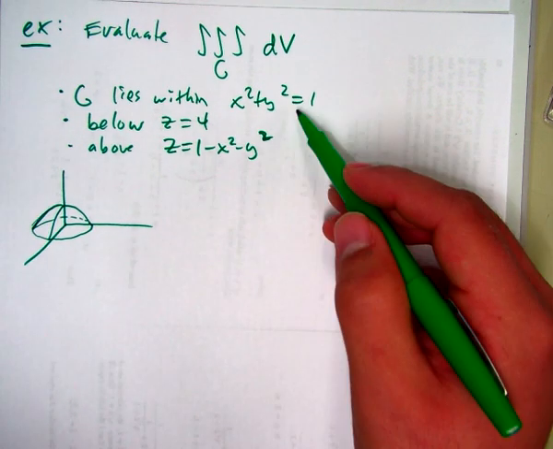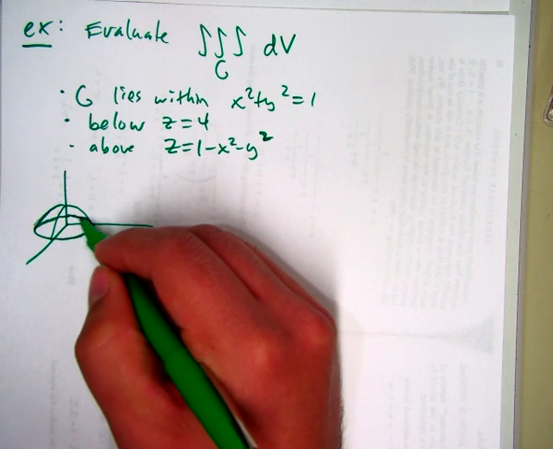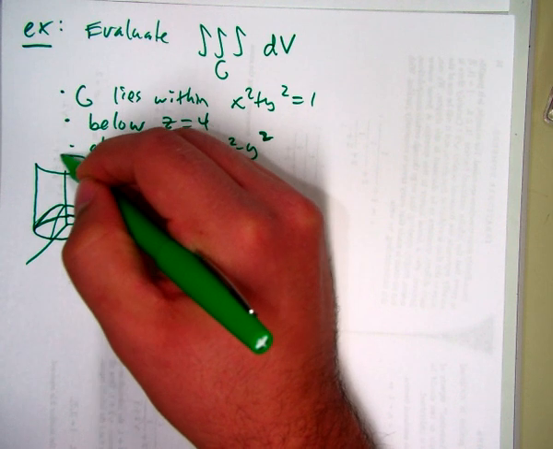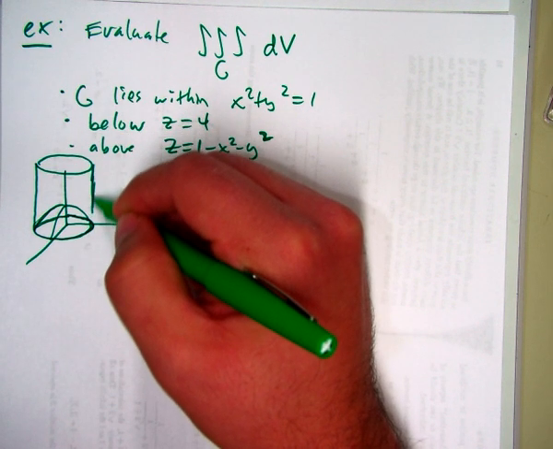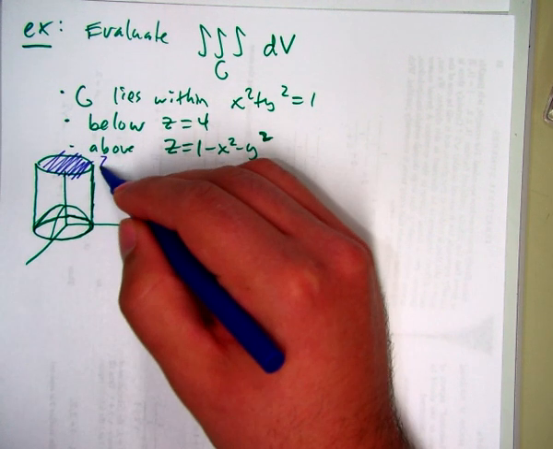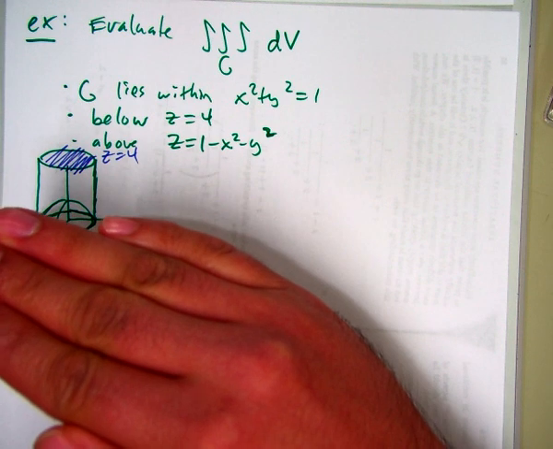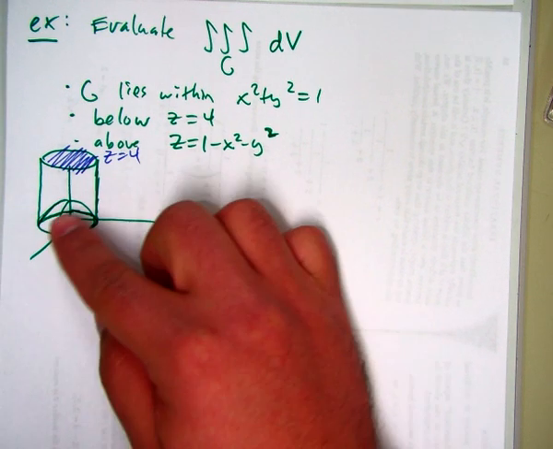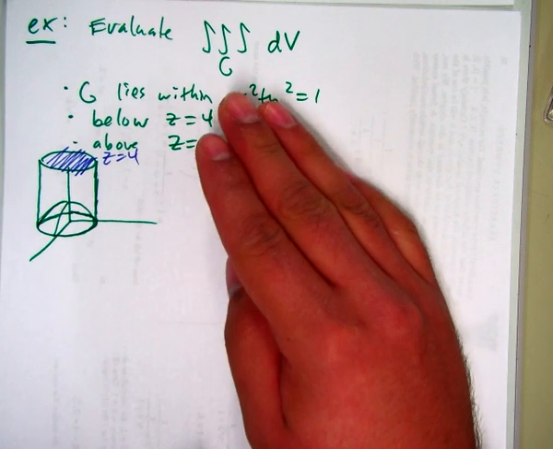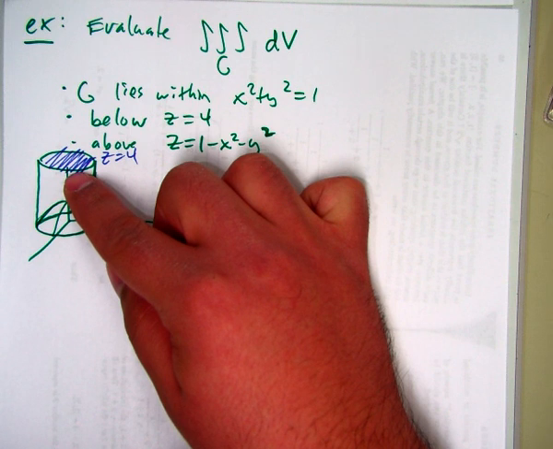X squared plus y squared equals 1 is actually convenient because it's the cylinder that wraps around. And then here's z equals 4. So basically we have a cylinder that's getting cut off at z equals 4. And then within the cylinder we have this little bump that we want to remove, essentially. So we're finding the volume between this shape and then within the cylinder below z equals 4.